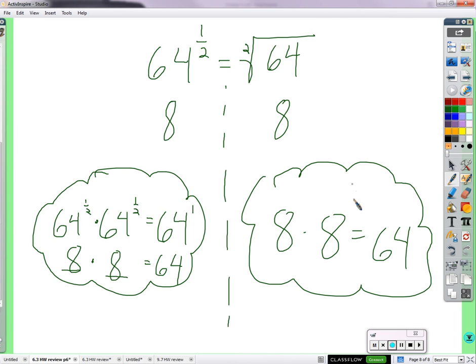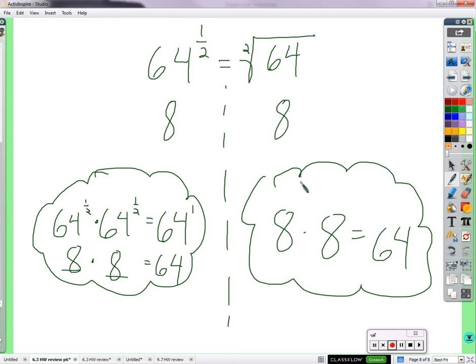So on our homework, are we going to be trying to find the number multiplied by itself with the 64? In our homework, we want to be able to, in our brain, say, oh, 64 to the 1/2, this is the square root of 64, so that's 8. Just kind of like translating between languages. 64 to the 1/2, that's the square root of 64, so I know what that is. Okay. All right.